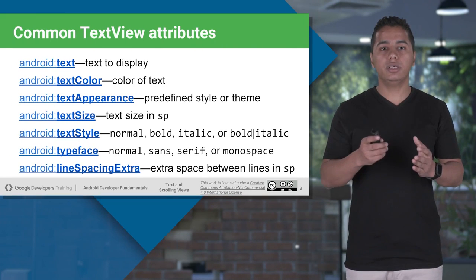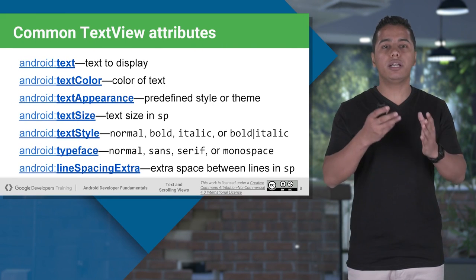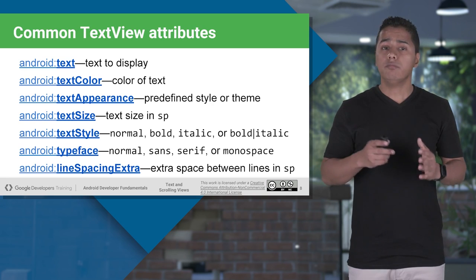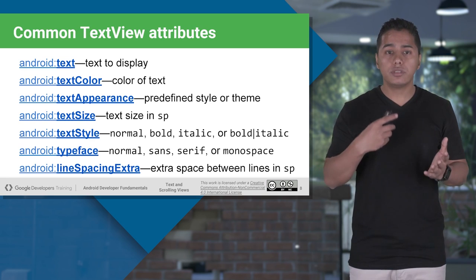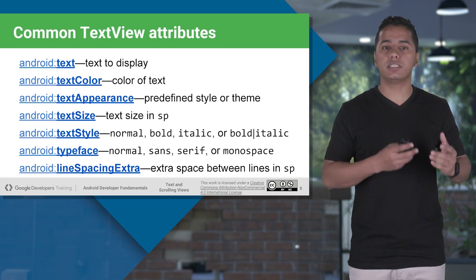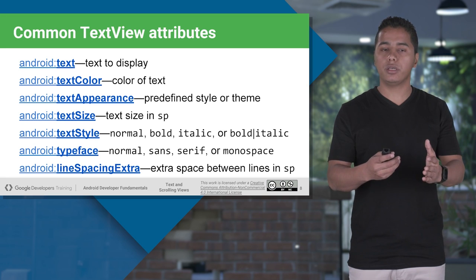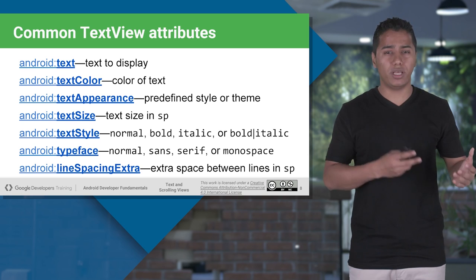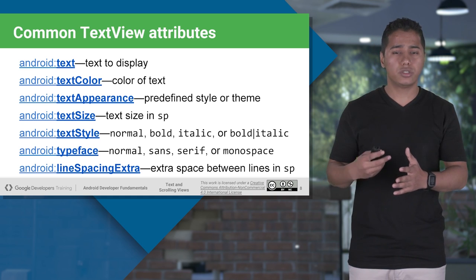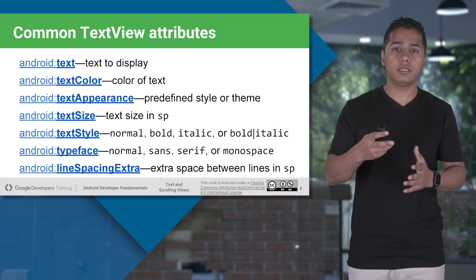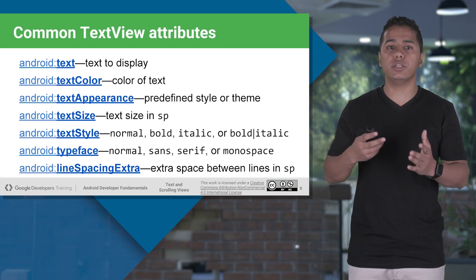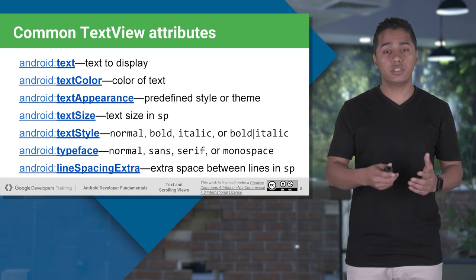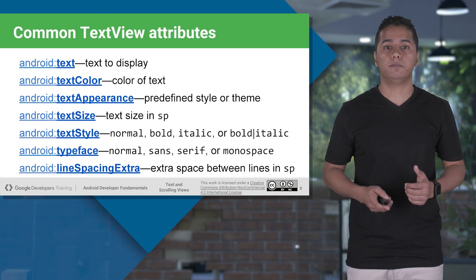Just like any other views, we have attributes for your text view also. You can put a text color, you can decide what exactly the size you need for your text or font, and what style you want, whether normal or bold. All the attributes you can customize in your text views, just like any other views.